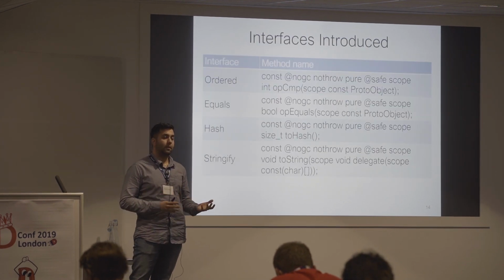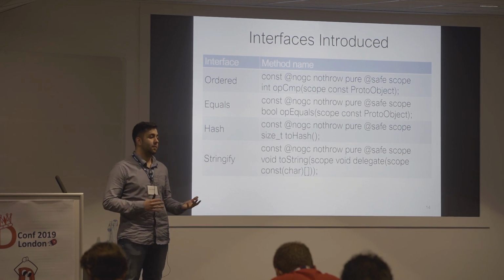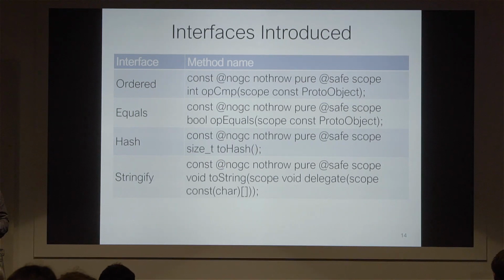So in order to replicate the existing way of working with object, we start by defining 4 interfaces. Ordered, which implements the opCompare; equals for equality; hash in order to implement the toHash method; and stringify, for lack of a better name, but we can vote for it, right? That exposes the toString method.